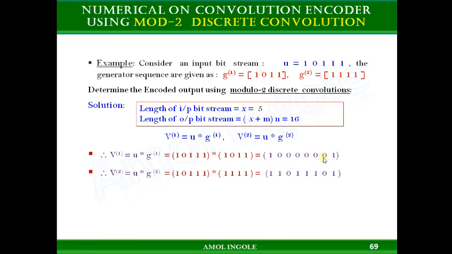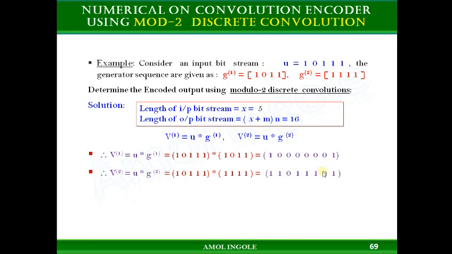Similarly, you can find output V2 by convolving the input bit stream U with the generator sequence G2. This is the input bit stream with the generator sequence G2, which has got all ones. By convolving these, you will get output V2.